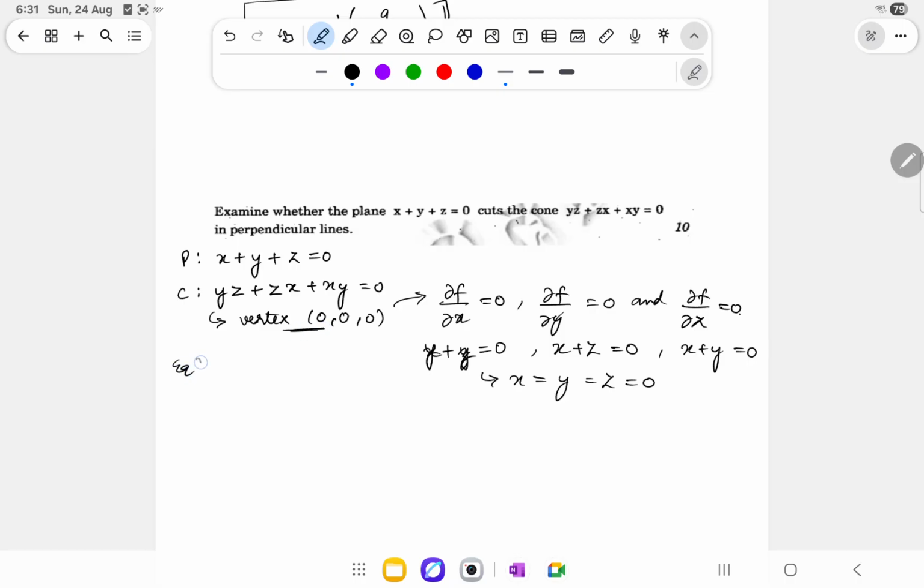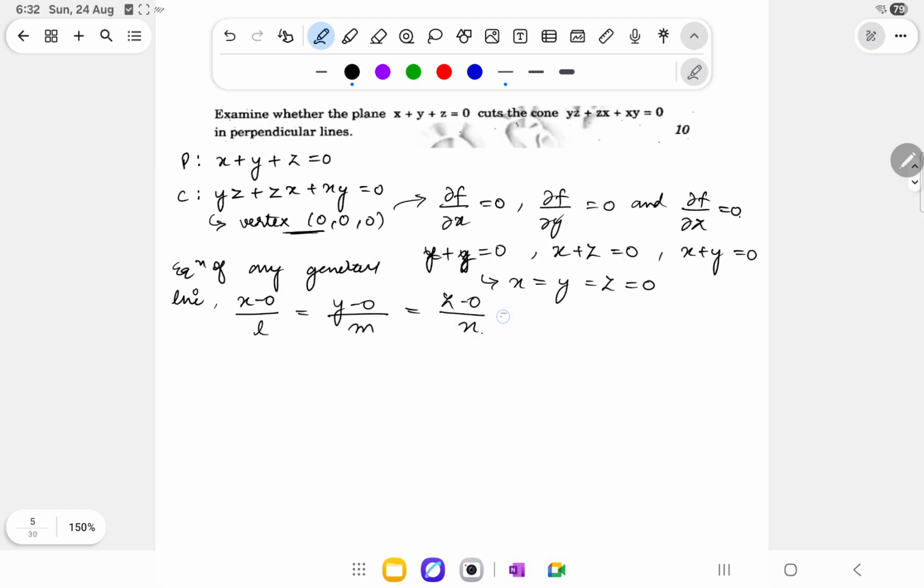So the equation of any generator line will be x minus 0 upon l, y minus 0 upon m equals z minus 0 upon n. From here I'll get an arbitrary point on the generator line, which will be (lr, mr, nr), and this point must satisfy the equation of both the plane and the cone, because the plane is cutting the cone. Then only we get our generator line. So that will be l plus m plus n equals 0, and the other will be lm plus mn plus ln equals 0.